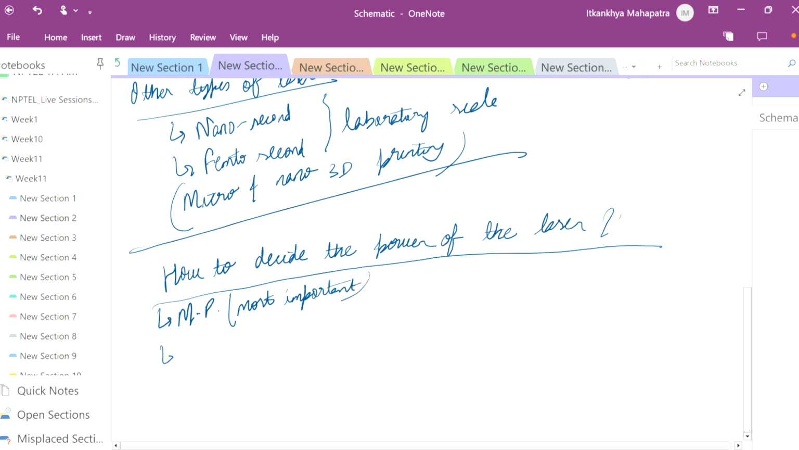Next is reflectivity. If we take the example of titanium and aluminium, aluminium is more reflective. The reflectivity occurring in aluminium is much higher, so we need a higher power laser for aluminium 3D printing. So next, this is reflectivity.